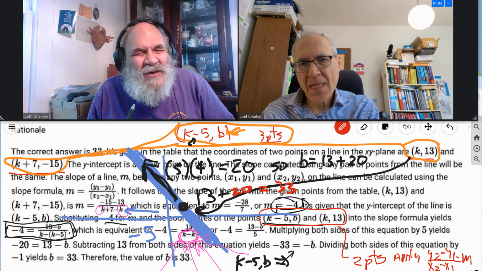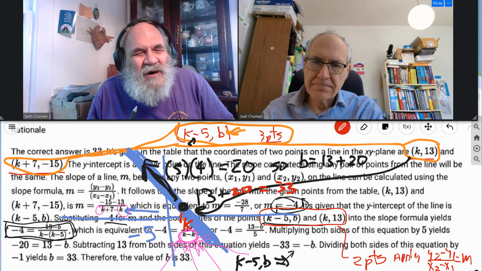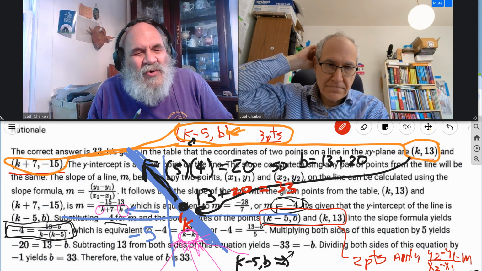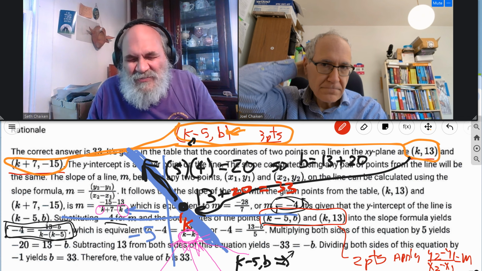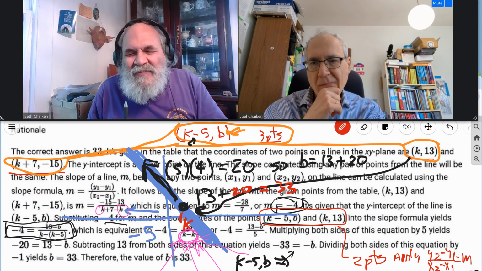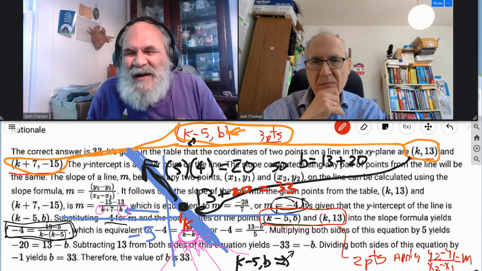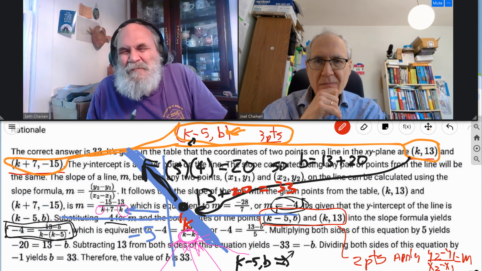So again, we calculated the point on the line where the x-coordinate is k minus 5. We calculated the y-coordinate to be 33. But with the data given, that point happened to be the one where the x-coordinate is 0. In other words, k was equal to 5, so k minus 5 was 0, and the point they told you about was the y-intercept.